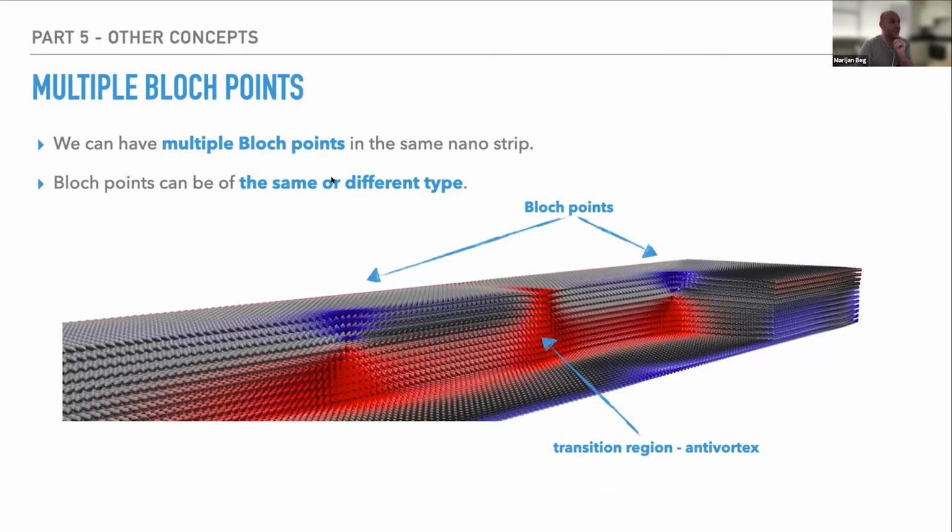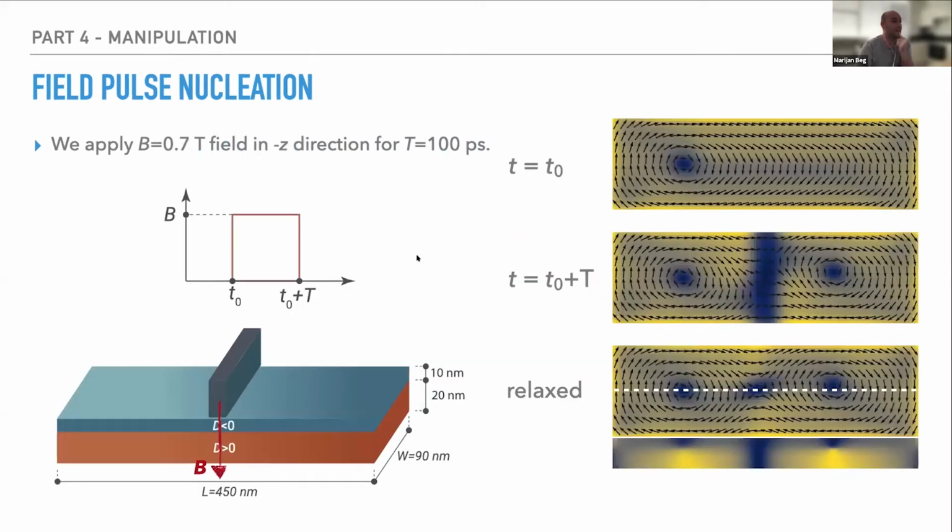Here, just a small reminder of what my colleague Martin showed earlier today, that we can also have multiple Bloch points in the sample. Here we can see one Bloch point and two Bloch points, and there's this transition region in between. So not only are they stable, and we can manipulate them using fields and currents, we can also have multiple Bloch points. And finally, I want to show how we could maybe nucleate Bloch points on demand.